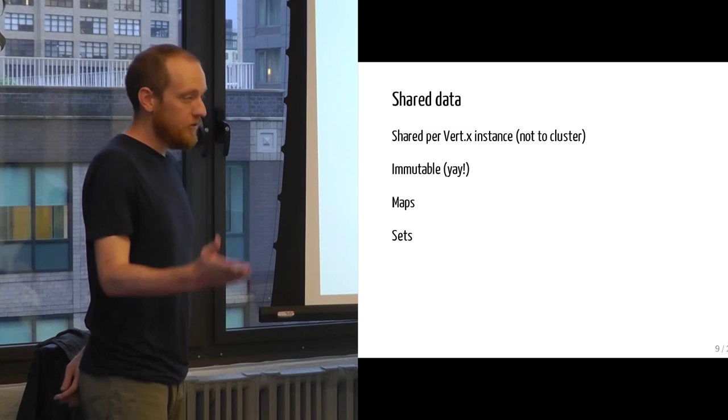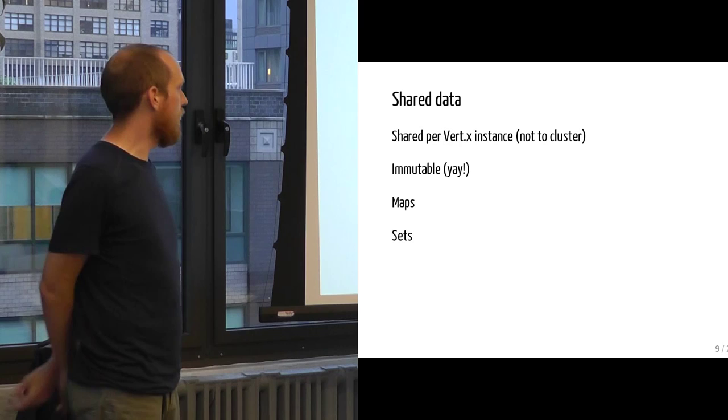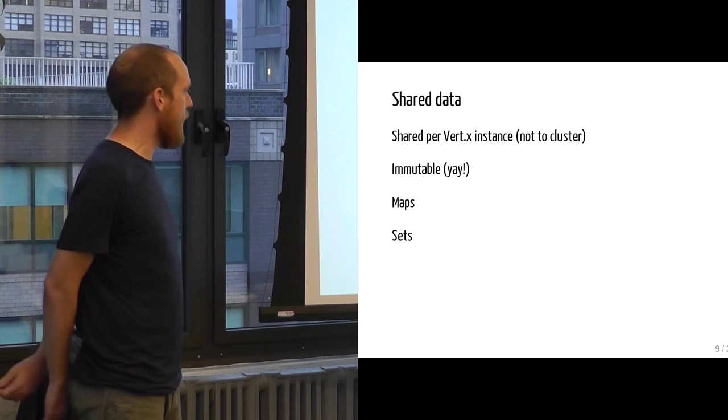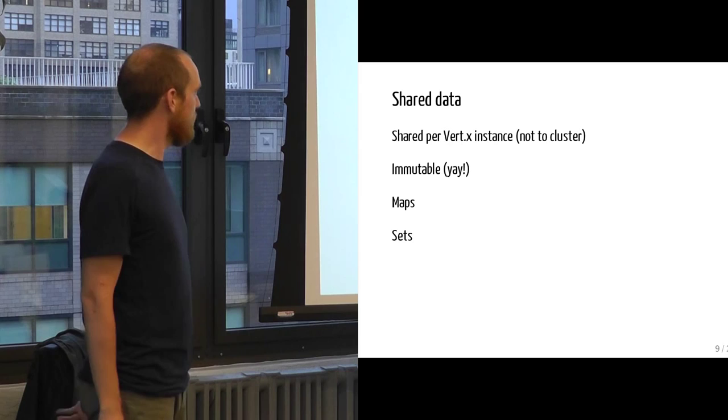And so this is the shared data that I mentioned earlier. It's very simple at this point, and although their plans are to make this work across a cluster, across a network, right now data is only shared amongst the verticals and the modules running on a single Vert.x instance. And so you just have maps and sets available to you, and there's pretty much nothing else. And I will not be demoing the shared data at all.